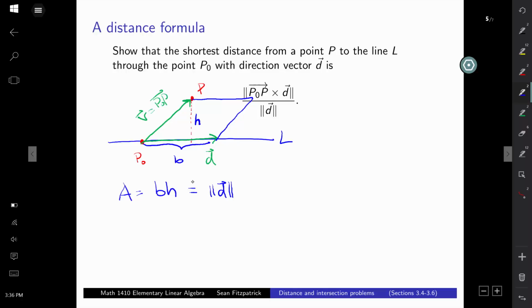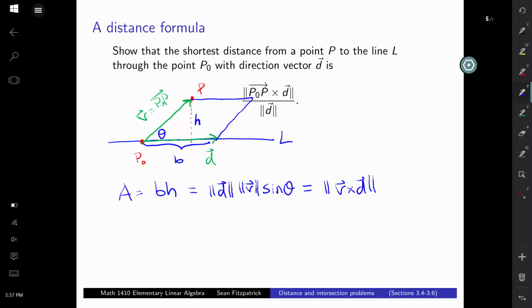What is the height? Well, if I know this angle theta, the height, that's the opposite side. So the height is given by, well, the hypotenuse is the magnitude of v, and I should be doing sine theta because I'm on the opposite side. But I know what that is. That is simply the magnitude of the cross product. This is the magnitude of the cross product, v cross d.